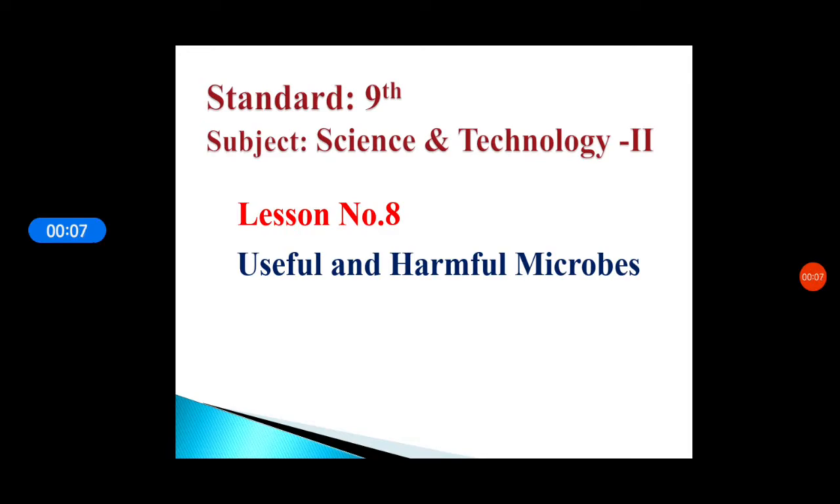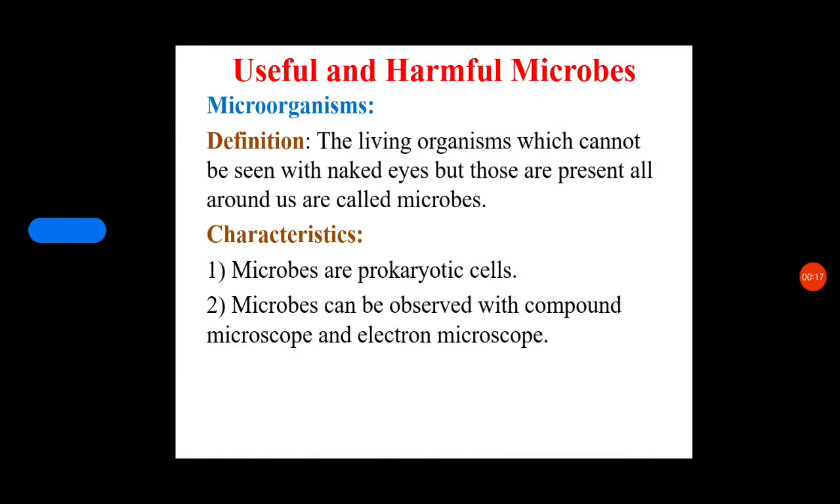Today we are going to learn the subject Science and Technology Part 2 from standard ninth, lesson number 8, useful and harmful microbes. But before starting to learn, let us have a glance at what is meant by microbes. The living organisms which cannot be seen with naked eyes but are present all around us are called microbes. So microbes are present in water, air, food, outside and even inside the body of organisms.